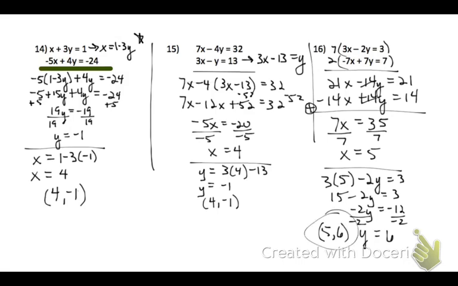And again, you can just always do a visual check. So if I plug in the point 5, 6 into my originals, I get 15 minus 12, and that does equal 3, negative 35 plus 42, and that does equal 7.